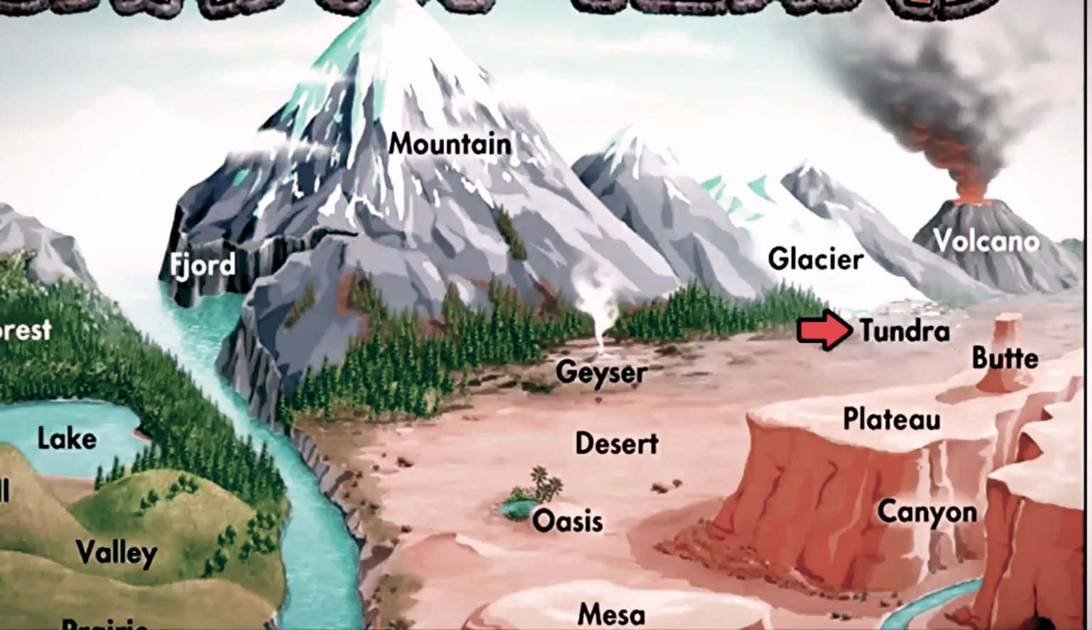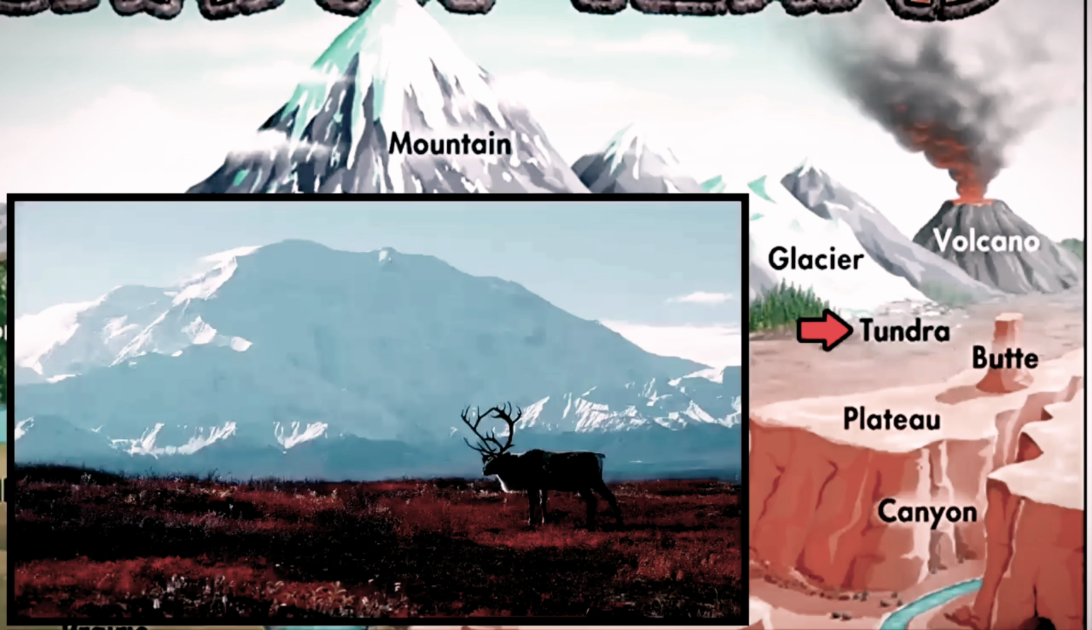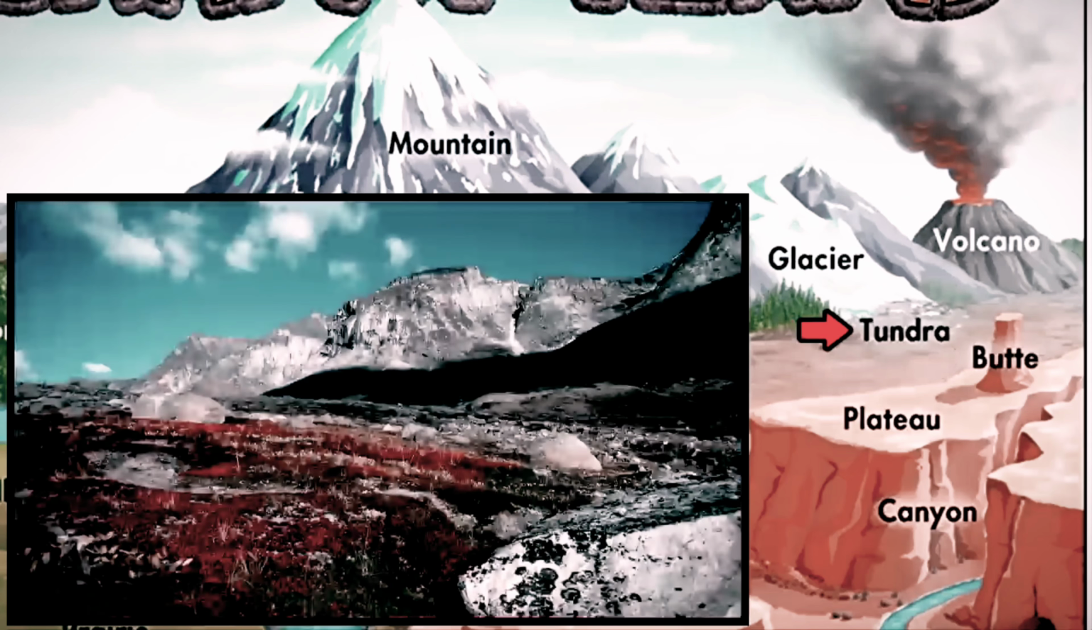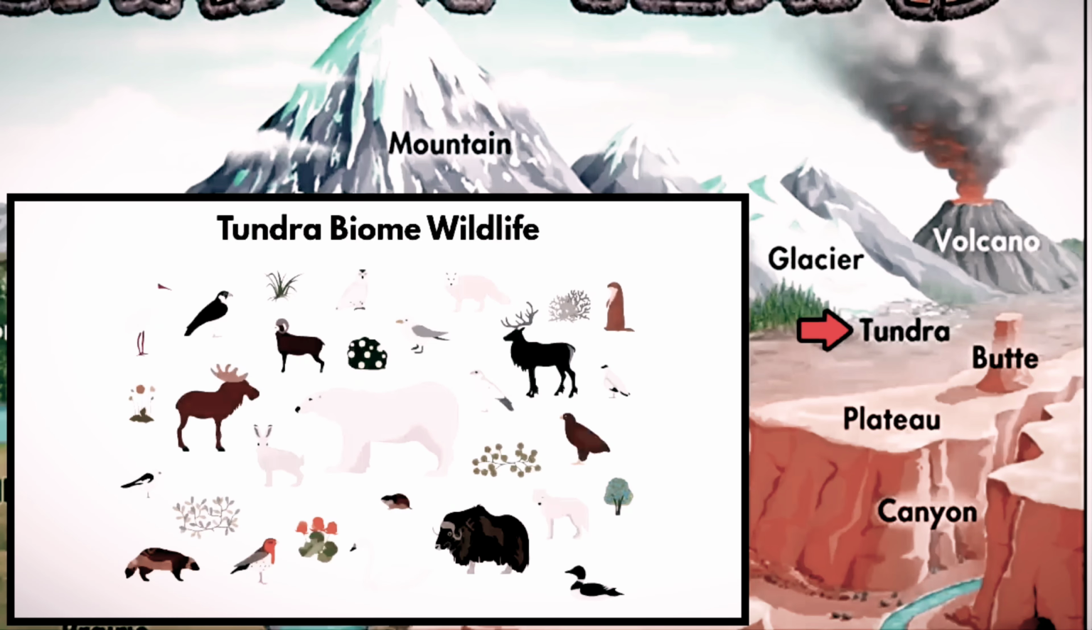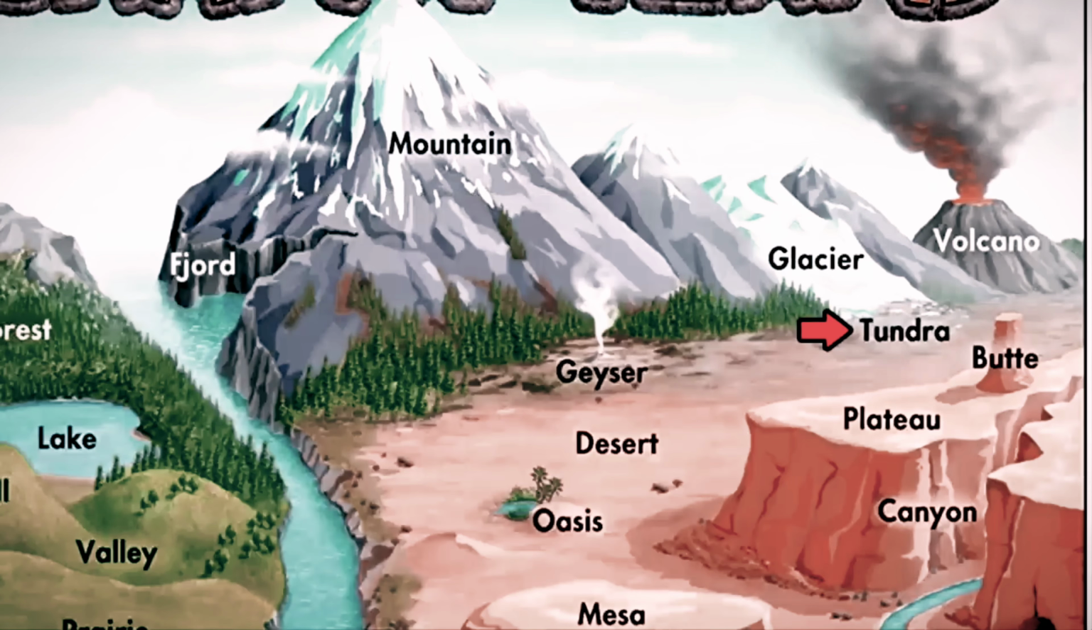This is called the alpine tundra region. The word alpine means mountain. In this ecosystem, you will rarely find trees. Mostly you will find small shrubs, flowers, sedges, grasses, mosses and lichens. The wildlife in this region consists of musk ox, yaks, mountain goats, snowy owls, arctic foxes, polar bear, etc. The climate of this region is mostly dry, cold temperatures.